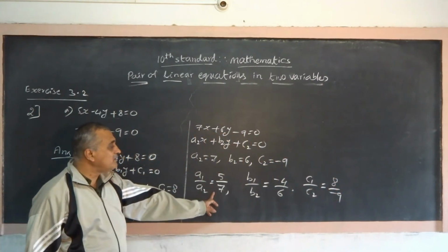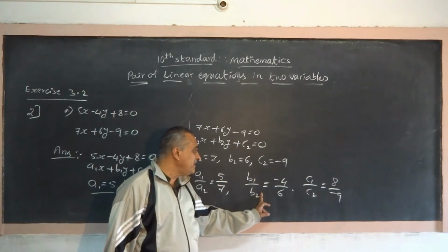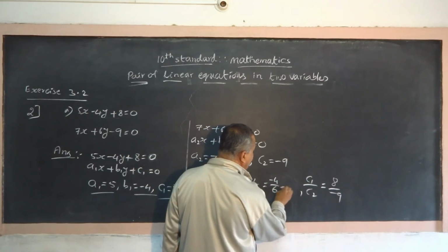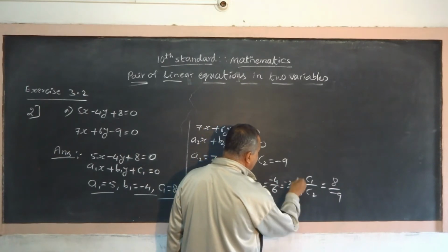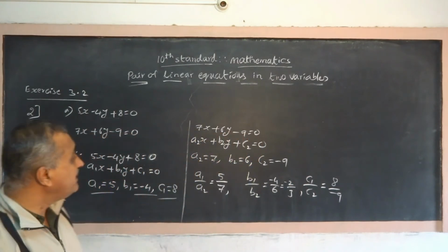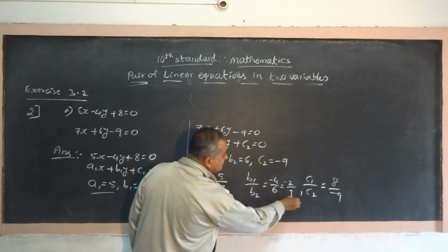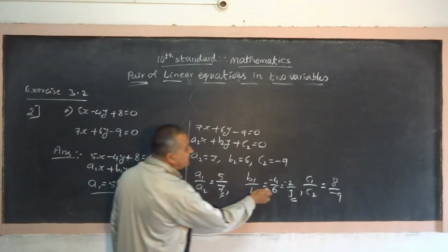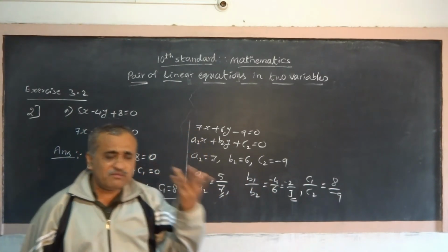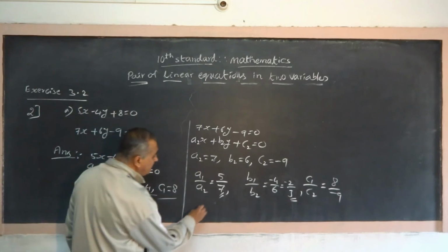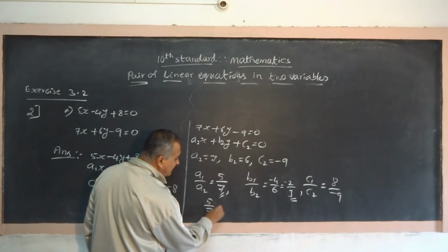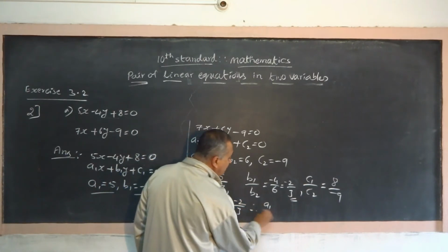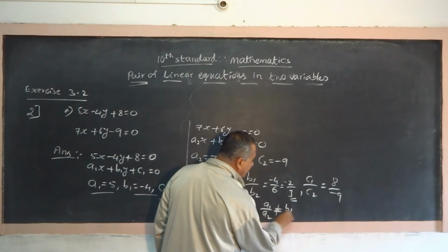Now, a1/a2 is 5 by 7. b1/b2 is minus 4 by 6, simplified that is minus 2 by 3. Are these two equal? Now a1/a2 is not equal to b1/b2, and we will look at c1/c2 later. So 5 by 7 is not equal to minus 2 by 3. Therefore a1/a2 is not equal to b1/b2.